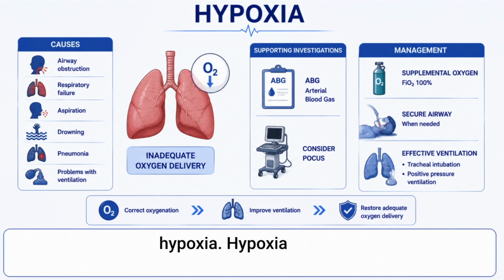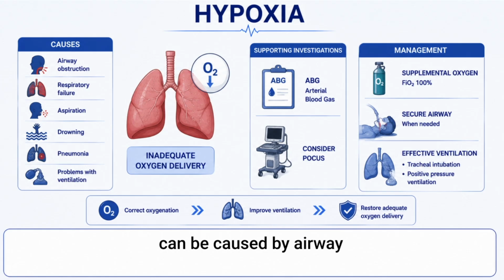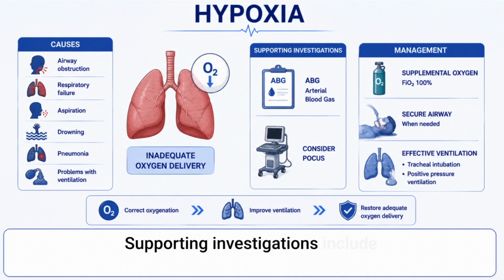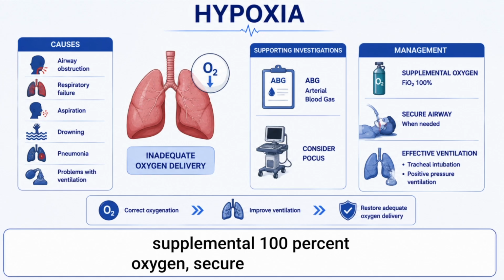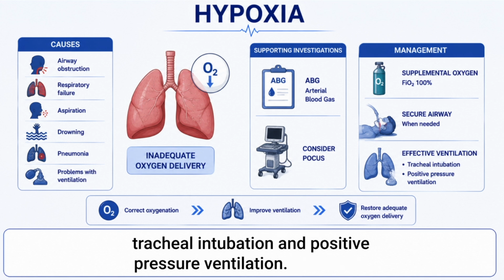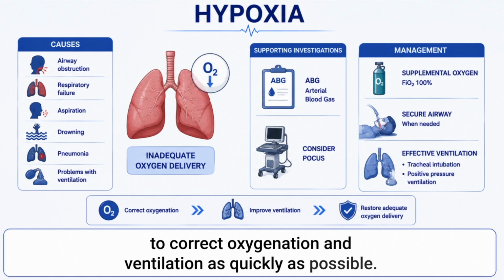Hypoxia. Hypoxia means inadequate oxygen delivery. This can be caused by airway obstruction, respiratory failure, aspiration, drowning, pneumonia, or problems with ventilation. Supporting investigations include an ABG, or arterial blood gas, and we can also consider POCUS. Management is to give supplemental 100% oxygen, secure the airway when needed, and provide effective ventilation. This may include tracheal intubation and positive pressure ventilation. The key is to correct oxygenation and ventilation as quickly as possible.